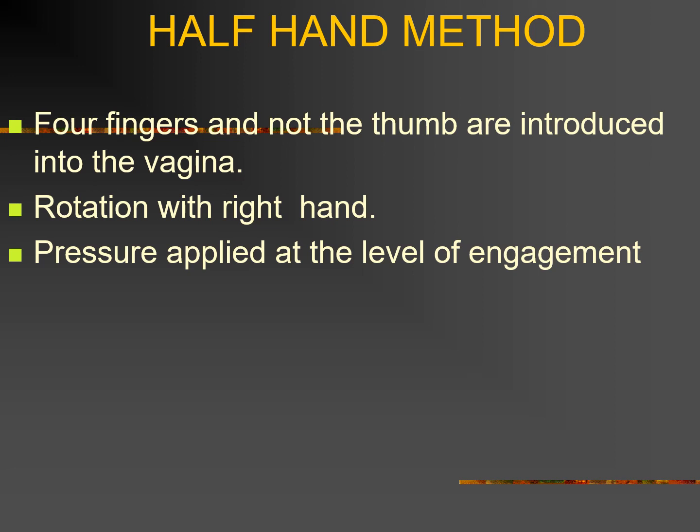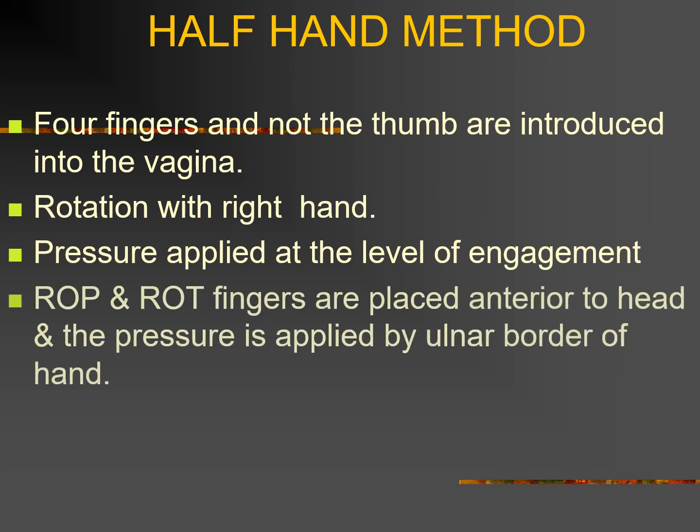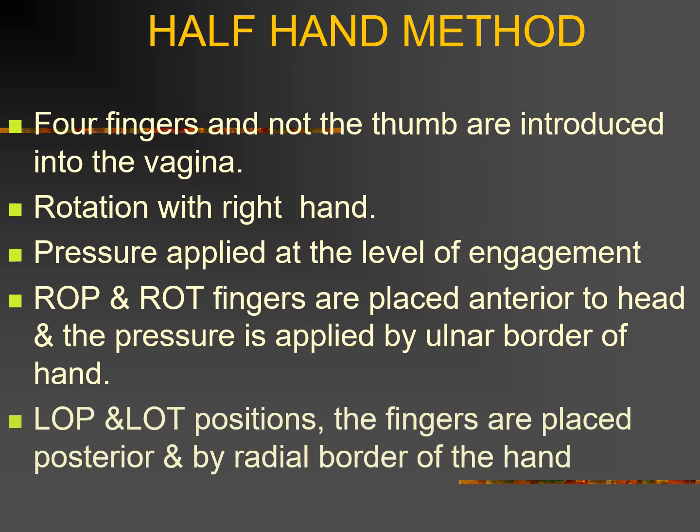In the half hand method, four fingers and not the thumb are introduced into the vagina. Rotation with the right hand. Pressure is applied at the level of the engagement. In right occipital posterior and right occipital transverse, fingers are placed anterior to the head and pressure is applied by the ulnar border of the hand. And in LOP and LOT, fingers are placed posteriorly and pressure is applied by the radial border of the hand.